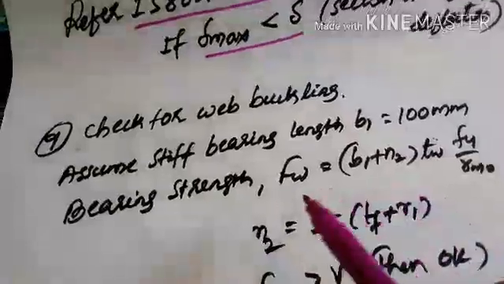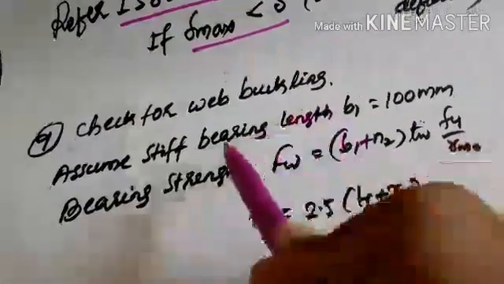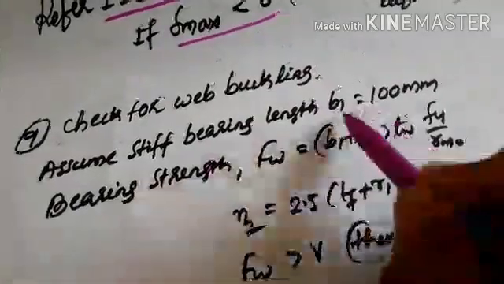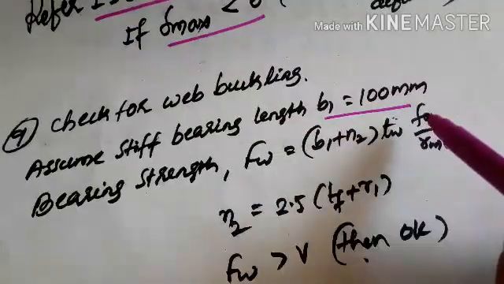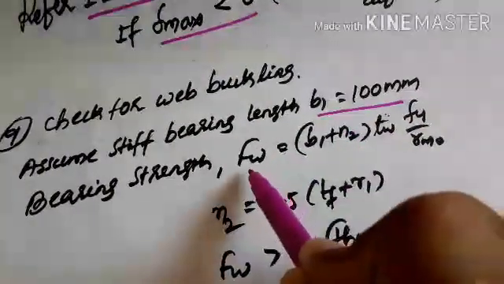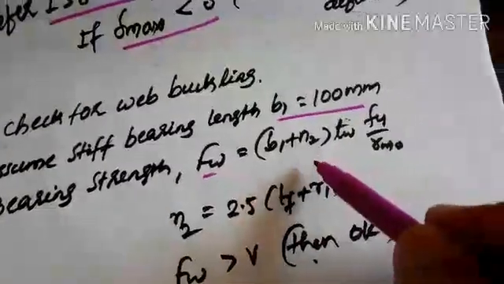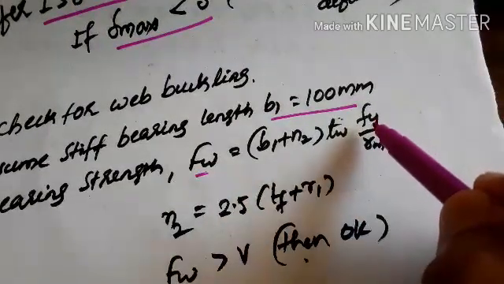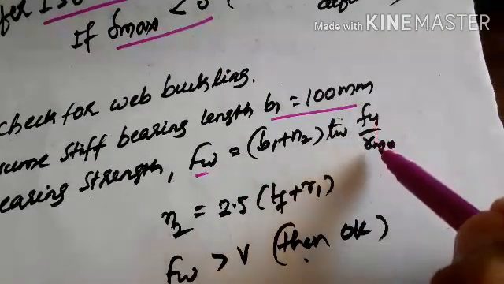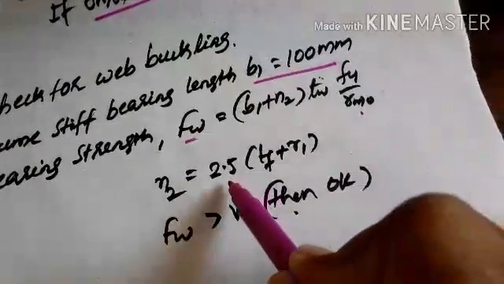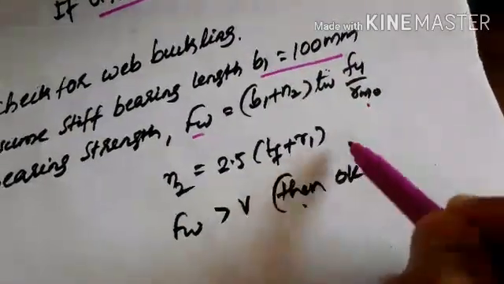Next you have to check for web buckling. Assume a stiff bearing length. Generally the minimum stiff bearing length to be assumed is 100 mm, and the bearing strength for that is (b1 plus n2) into tw into fy by gamma m0, where n2 is to be taken as 2.5 times (tf plus r1).